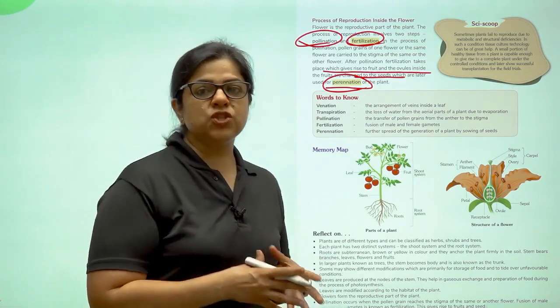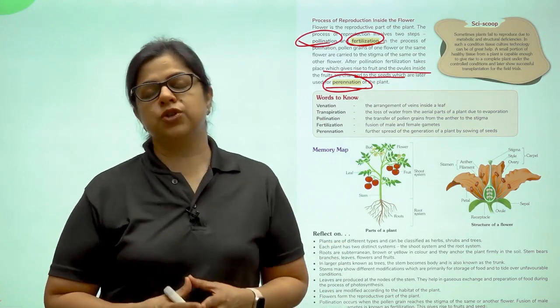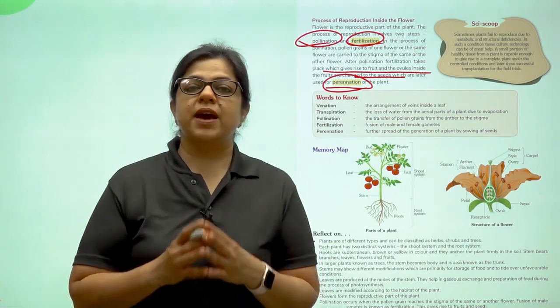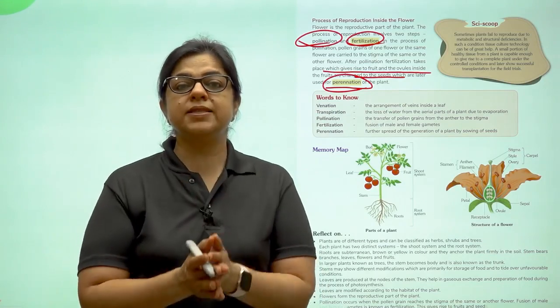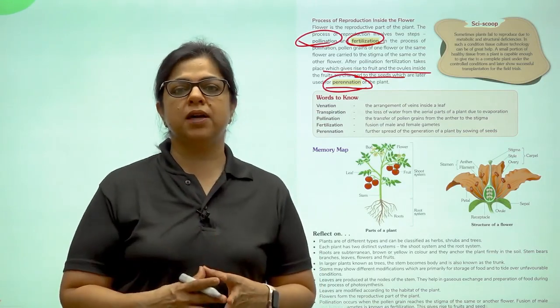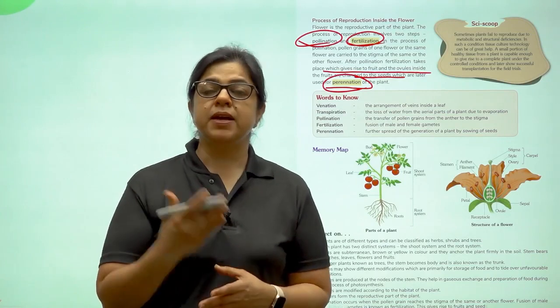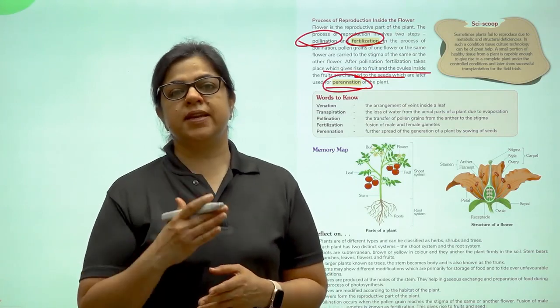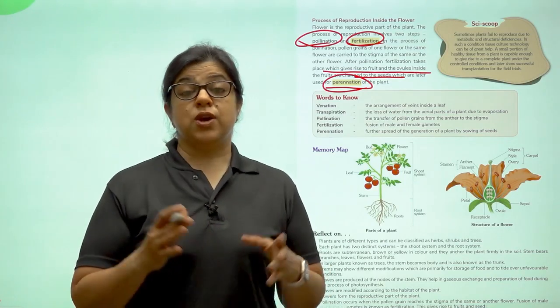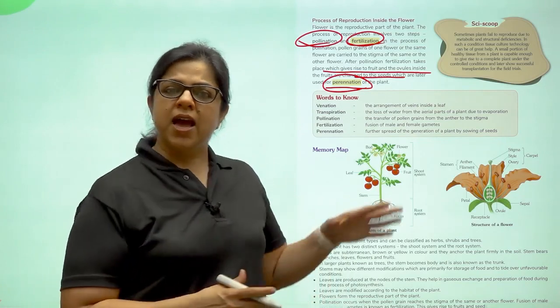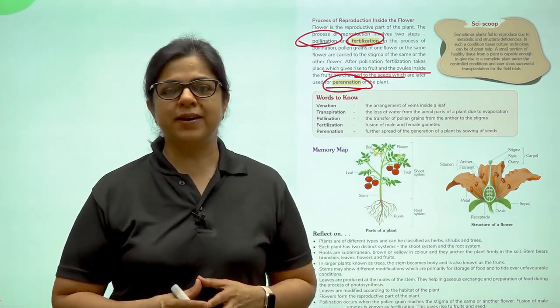So children, in this chapter today, we have learned so much about plants. We have also learned that plants have modified parts in the case of stem, in the case of leaves, even in the case of the root. So having learned so much today, are you ready to attempt the questions at the back?